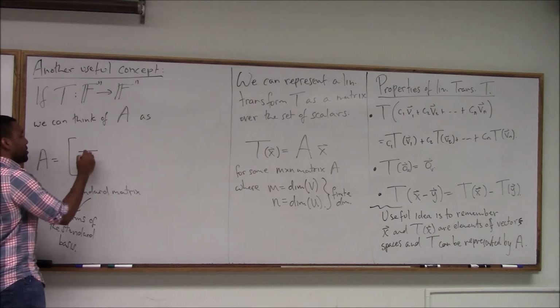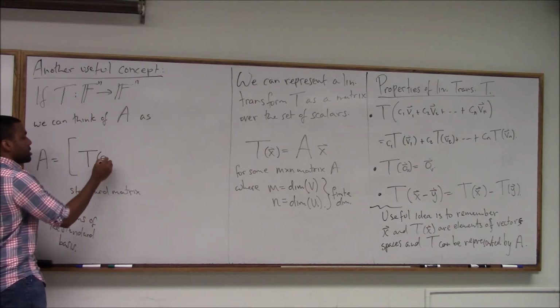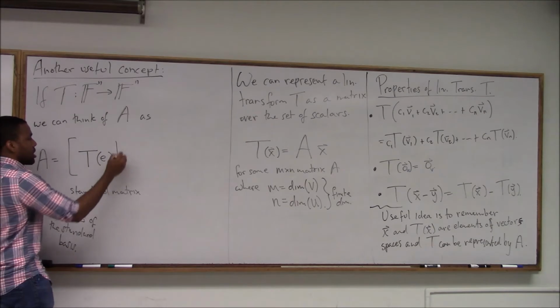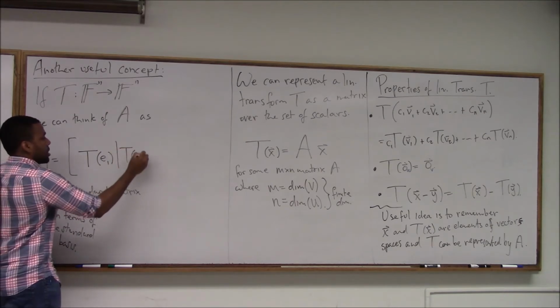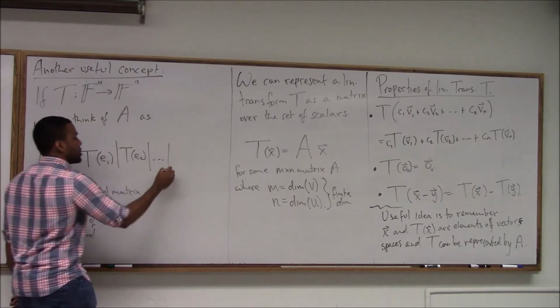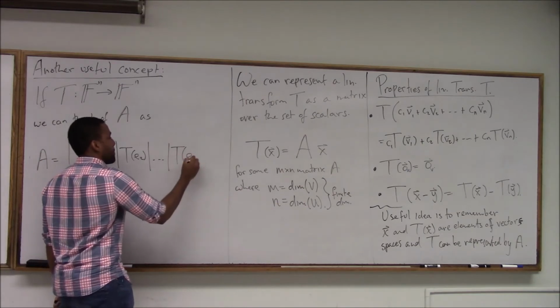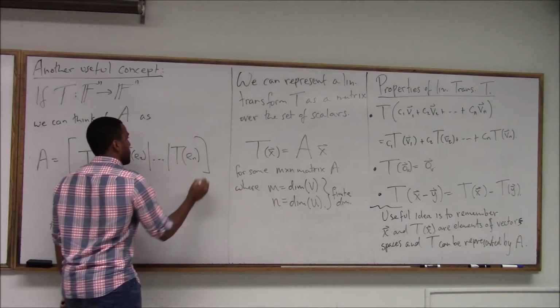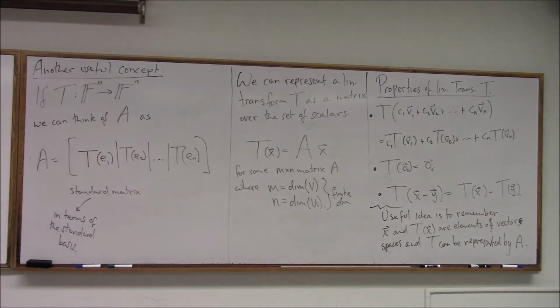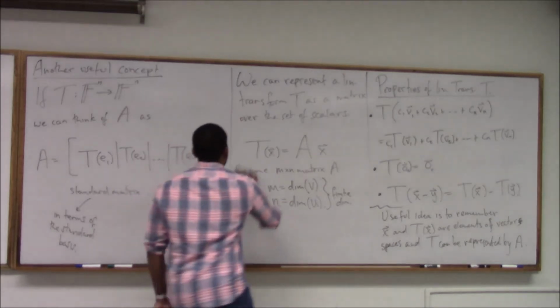So you can think of it as looking at what T does to all the basis vectors on Rn and throwing them in columns. So if you can figure out what the operation does on the basis vectors, you can actually construct the matrix using that formula.